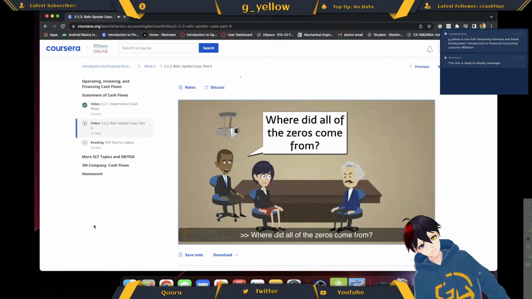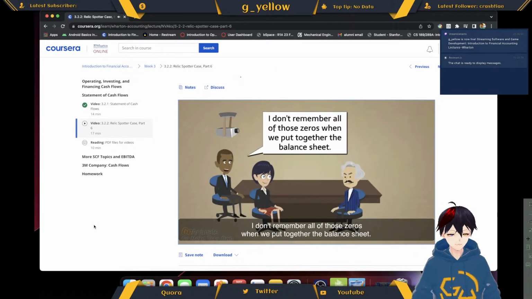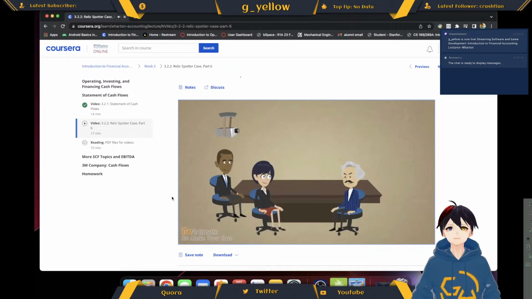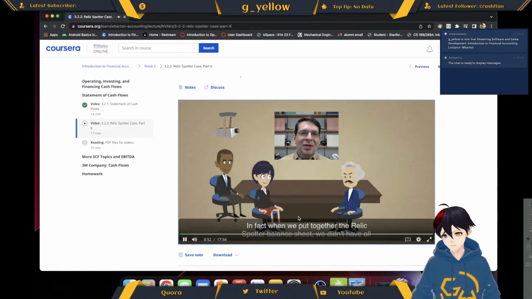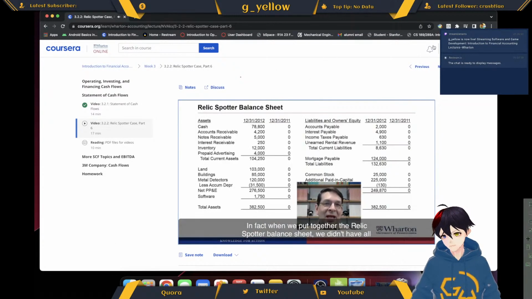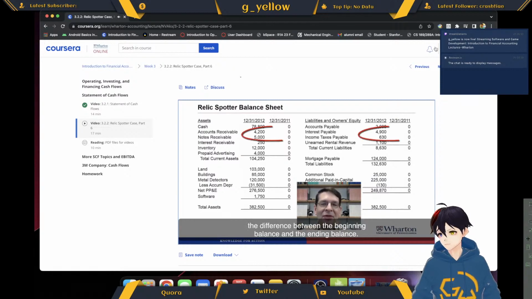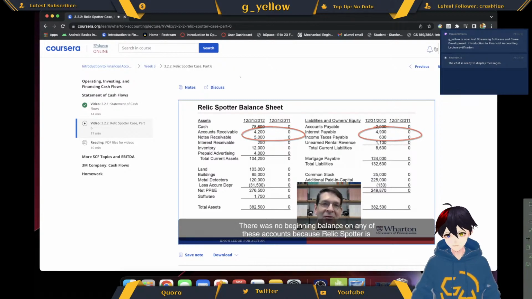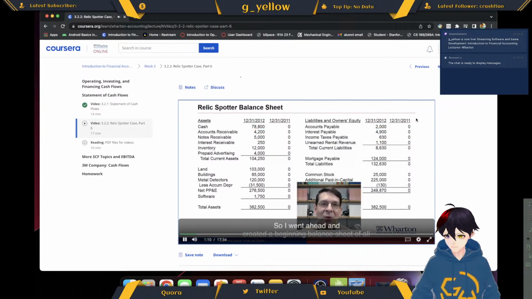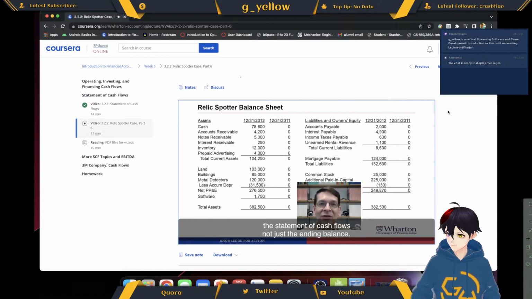Where did all of the zeros come from? I don't remember all of those zeros when we put together the balance sheet. Good memory. In fact, when we put together the Relic Spotter balance sheet, we didn't have all these zeros in there because we only put together the ending balance sheet. But when we do a cash flow statement, we need the change in the balances, the difference between the beginning balance and the ending balance. There was no beginning balance in any of these accounts because Relic Spotter is a startup company, so I went ahead and created a beginning balance sheet of all zeros to make it clear that we're taking the change in the balances for the statement of cash flows, not just the ending balance.